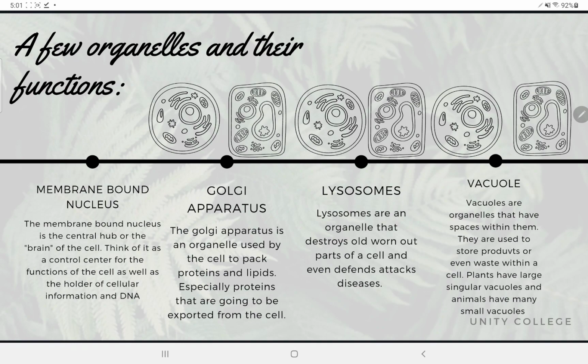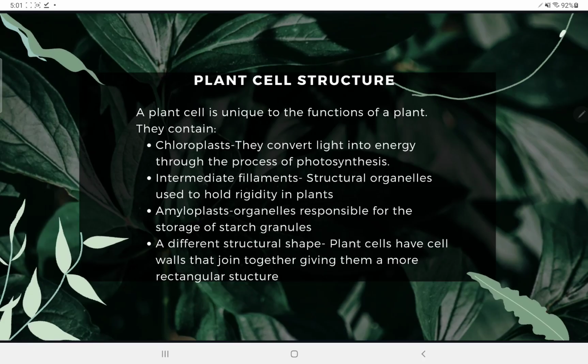Lysosomes. Lysosomes are an organelle that destroys old, worn-out parts of the cell and even attacks diseases or defends against disease. Alright, and vacuoles. Vacuoles are organelles that have spaces within them that are used to store products or even waste within a cell. Plants have large singular vacuoles and animals have many small vacuoles.